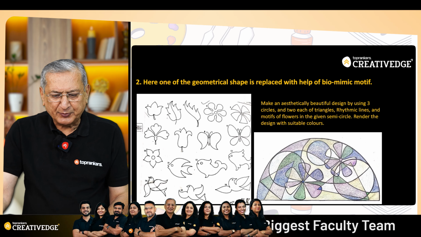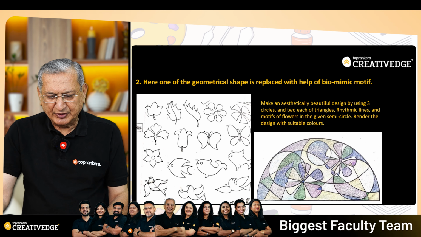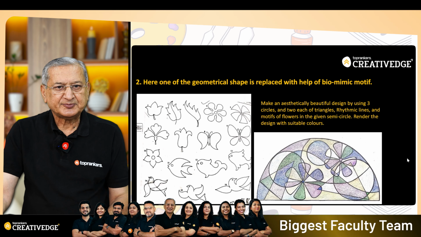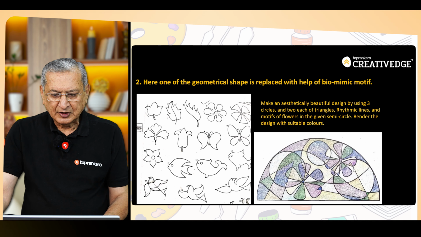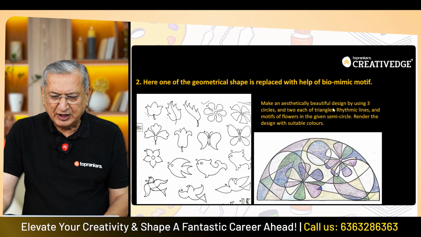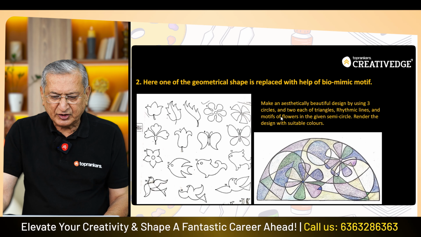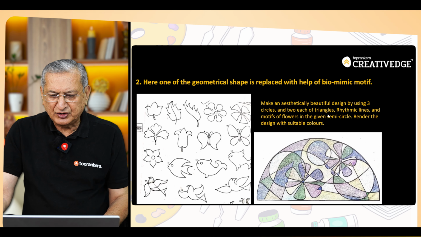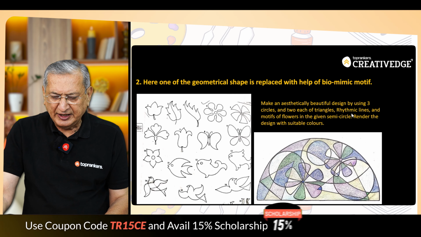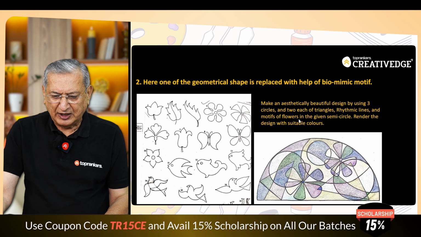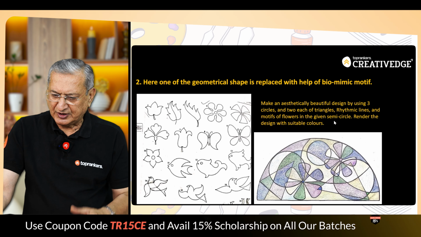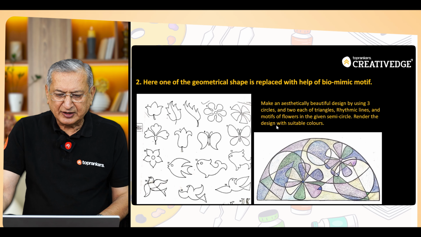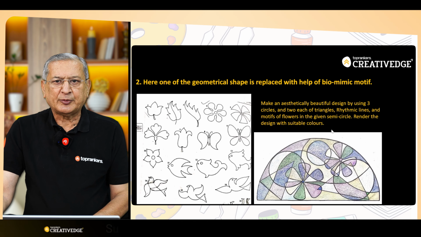Okay, the space provided here was a semicircular space wherein make an aesthetically beautiful design by using 3 circles and 2 each of triangles, rhythmic lines and motifs of flowers in the given semicircle. Render the design with suitable colors.